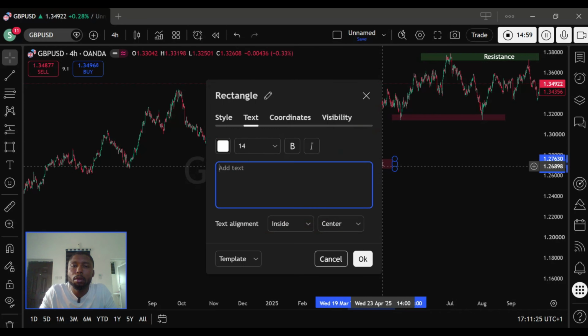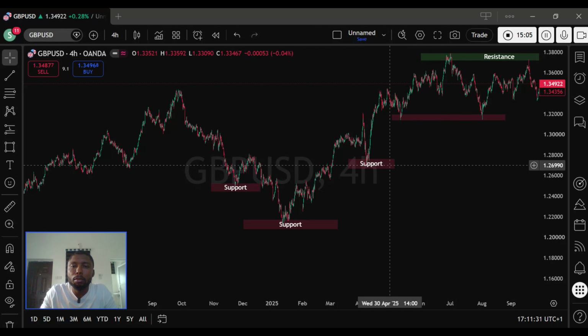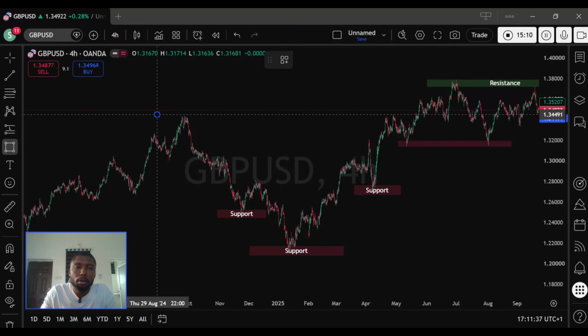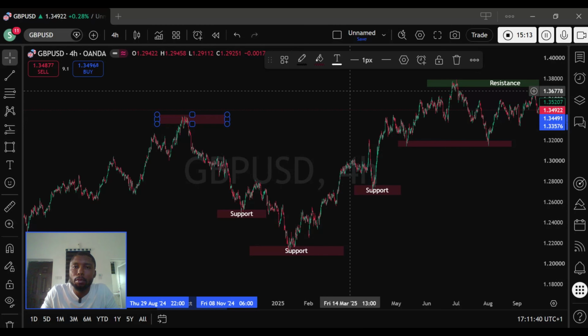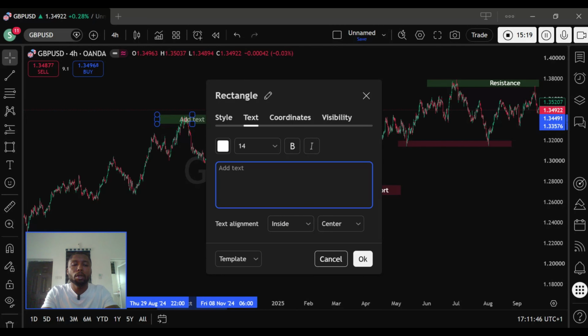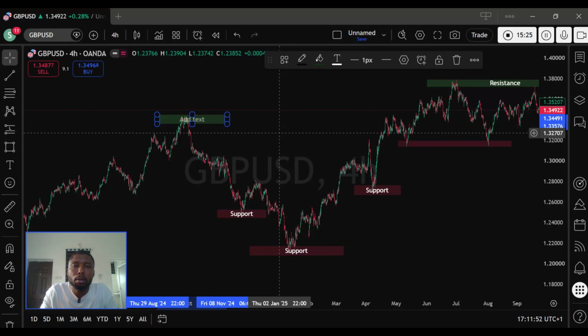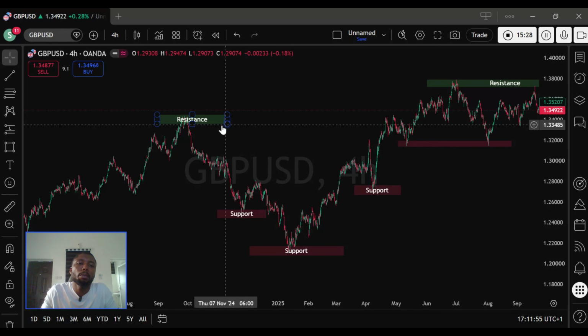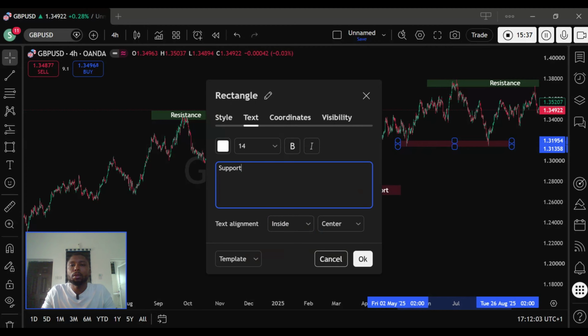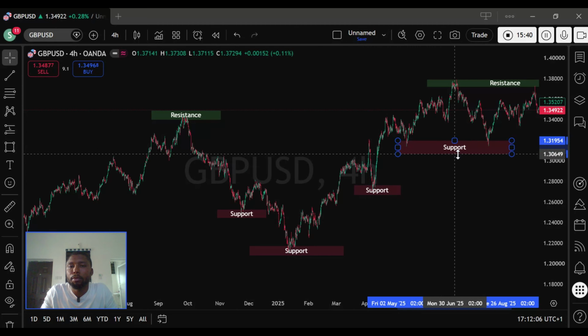Yeah. This is also a support. Very easy. Yeah. And this is resistance. See? I'm going to use our green there. Resistance. It's the ceiling. Yep. This is resistance. Support, support, support, resistance, support. Very easy.